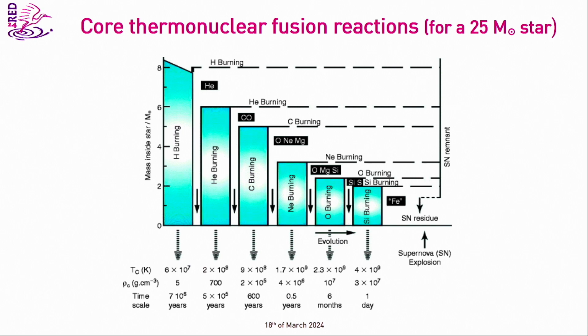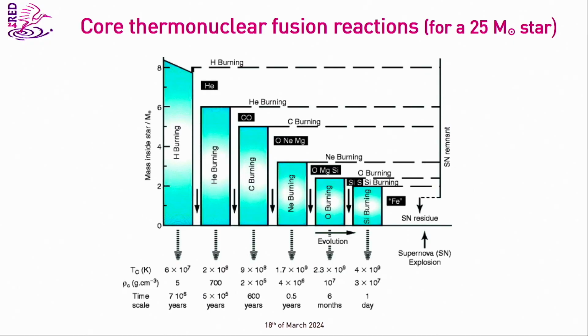And why I show you this is for you to have a grasp of the physical conditions that are reached in these stars and the timescales involved, due to the dependence of the nuclear reaction cross-sections on temperature. You go from temperatures of 60 million degrees to 4 billion degrees, and with times for each of these stages that go from 7 million years for this star to 1 day for silicon burning, and then a few minutes for what happens after, and that will be the explosive nucleosynthesis.